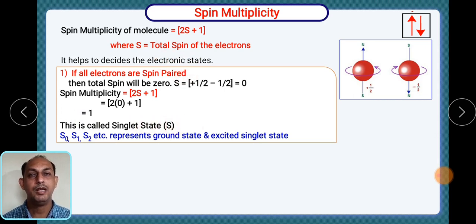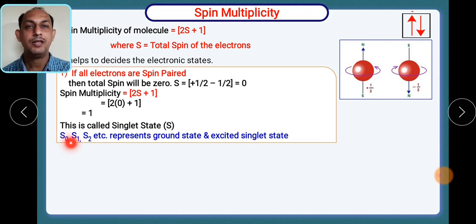So remember, when you have the spin multiplicity equal to 1, that particular state is called a singlet state, right? Singlet state can be S0, S1 or S2, right? Remember, S0 means ground state, S1 means excited state, S2 also excited state.